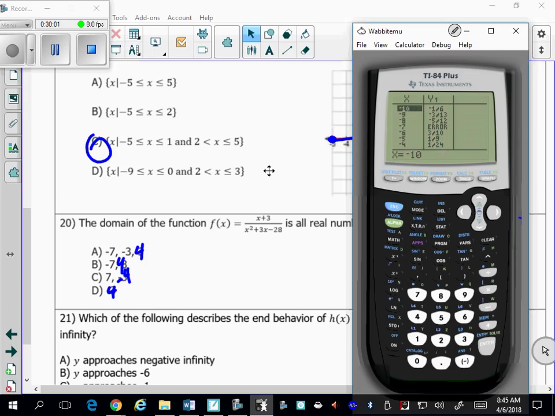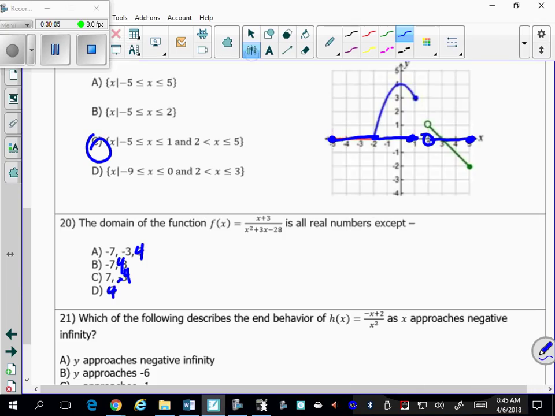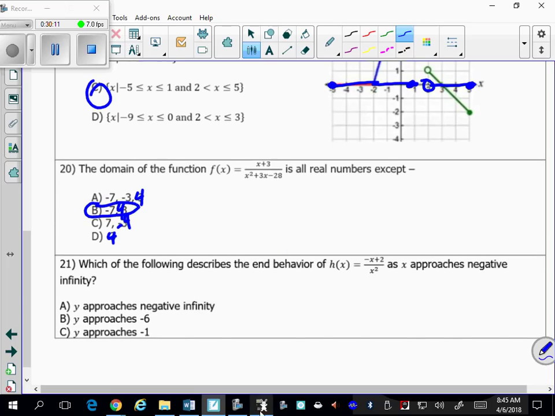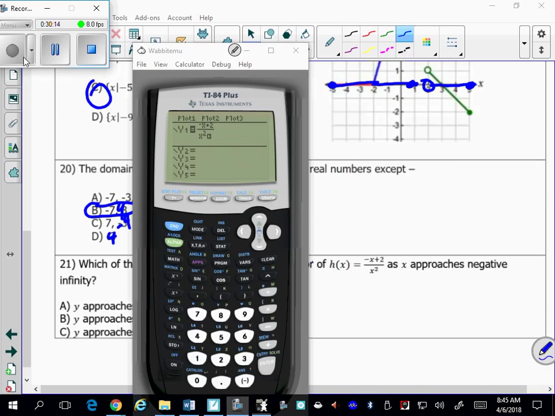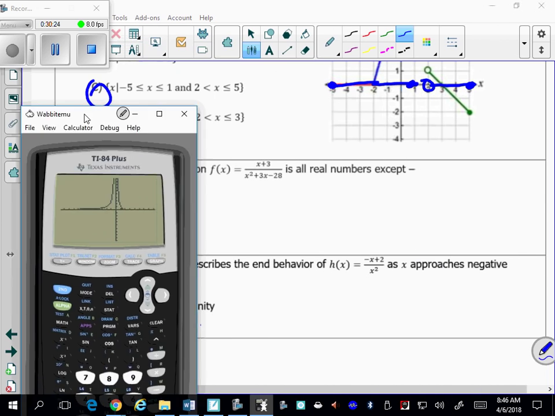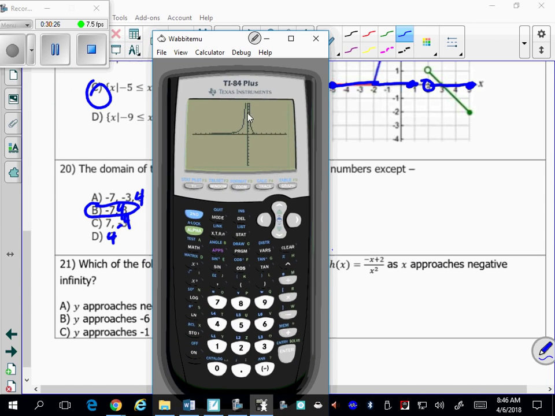Number 21, end behavior, look at the graph. So graph this. It's a rational function, so we should see at least 2 different parts. And since we have 2 different parts here, we have to look at as x approaches -infinity. So as x approaches -infinity, that's on the left side. So what's happening in the graph? It's getting closer and closer to 0.